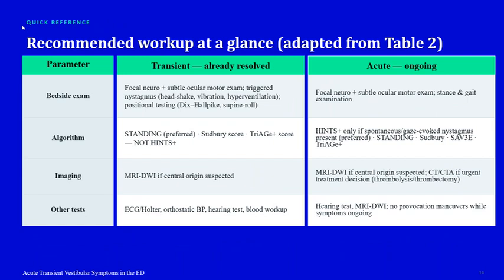Imaging: diffusion weighted imaging if central vertigo is suspected. In any case, in the acute ongoing, CT and CT angiography if an urgent treatment decision like thrombolysis or thrombectomy has to be taken. The other tests include the ECG, Holter, orthostatic hypotension measurement, hearing test, and blood workup for the transient already resolved syndrome. The hearing test, diffusion weighted imaging, MRI, but no provocation maneuvers while symptoms are ongoing in acute ongoing patients.